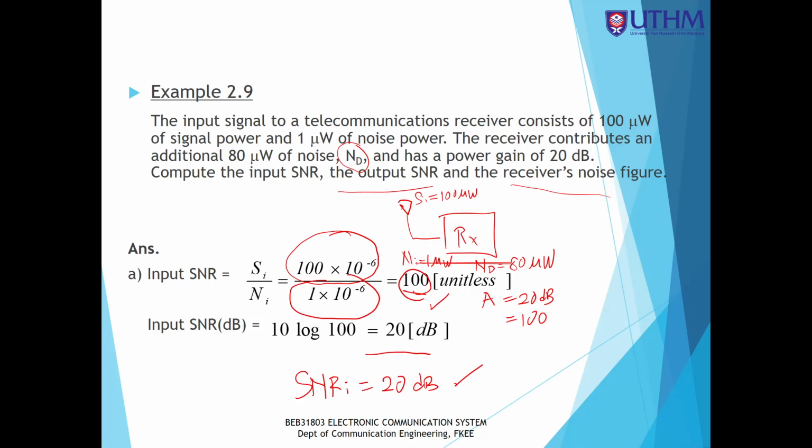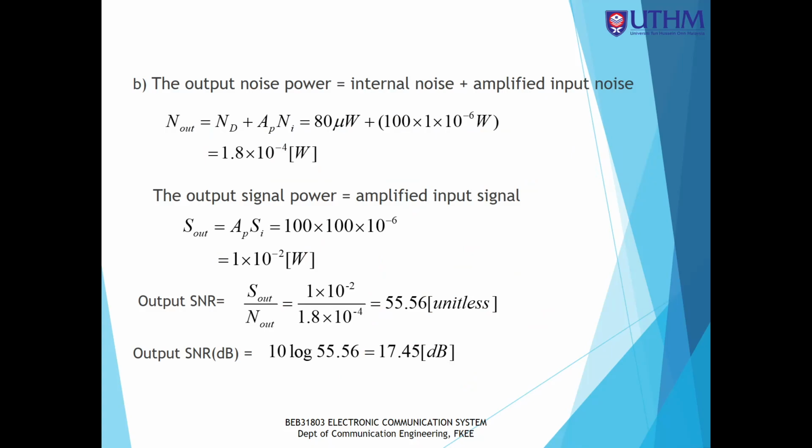And then the second question asks how much is the output SNR. So in order to find the SNRO, first you need to find the SO and then NO. How much is the output signal power and how much is the output noise power? Okay, so for me, I would prefer to find the output signal power first, which is gain multiplied with the input signal power.